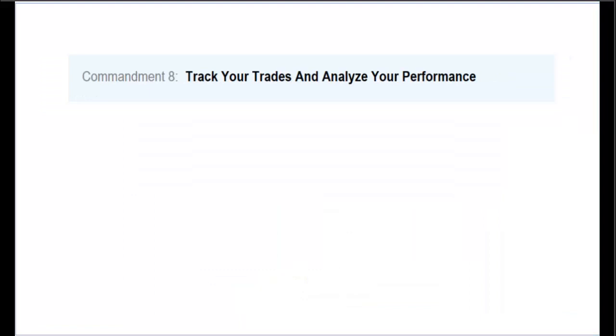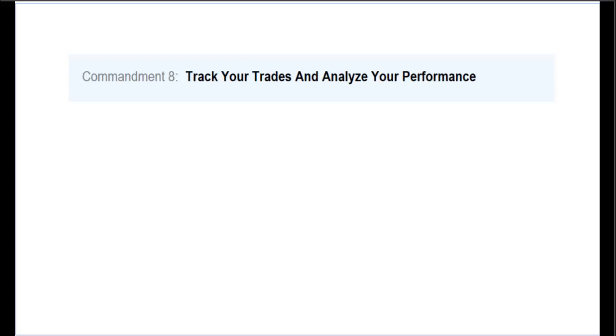Commandment number 8. Track your trades and analyze your performance. When you get ready to start following this system in earnest, and even on sim and then in the live account and building your position sizes, track your trades methodically. Now, you don't have to go overboard and track every detail, but typically what you want to do is track the time of your entry, the direction, long or short, and the entry price, and then basically what happened.